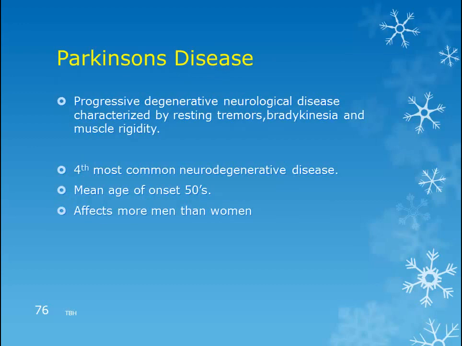Now for a review of Parkinson's disease. This is a progressive, degenerative, neurological disease characterized by resting tremors, bradykinesia, and muscle rigidity. It is the fourth most common neurodegenerative disease. The mean age of onset is in the 50s, or fifth decade of life. It affects more men than women.